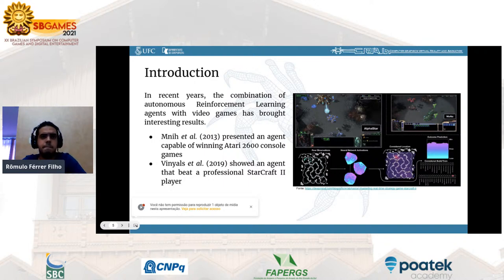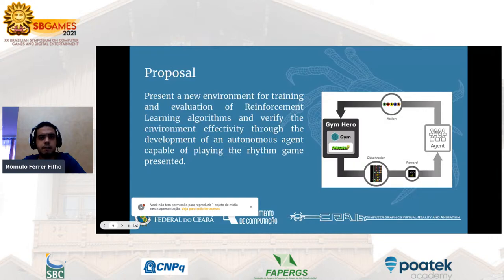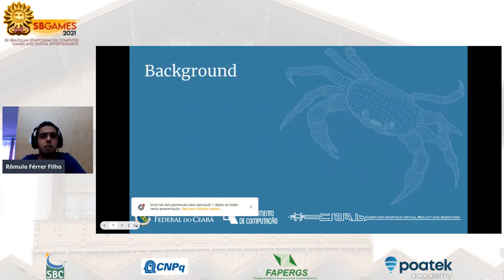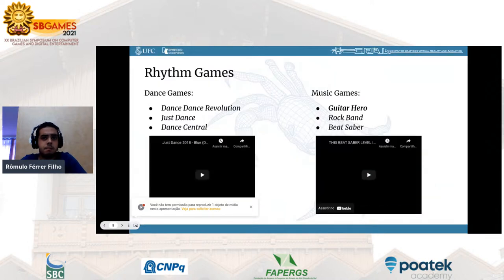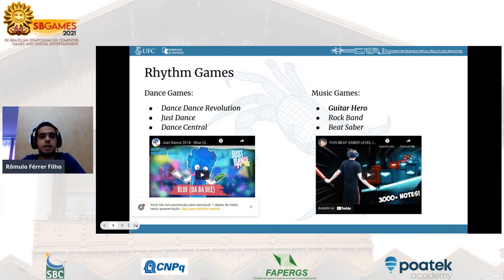Our proposal then is to present a new environment for training and evaluation of reinforcement learning algorithms and verify the environment's effectiveness through the development of an autonomous agent capable of playing the rhythm game presented. So, what is a rhythm game? Rhythm games are a subgenre of action games that challenge the player to follow a rhythm. They usually are divided into two groups, dance games and music games.